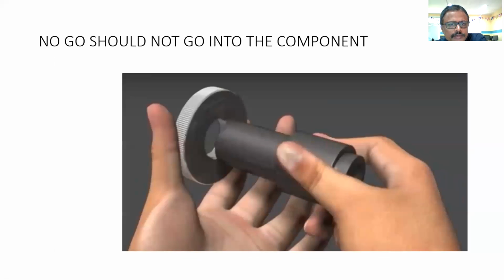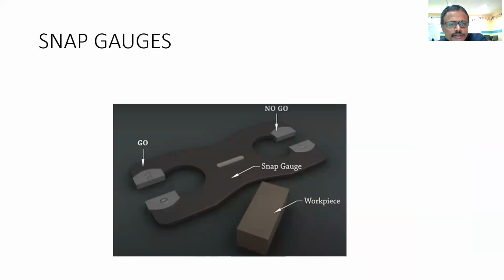Now we will concentrate on the snap gauges. What these snap gauges are is shown in the diagram. Snap gauges are used for checking the external dimensions. So this is the workpiece which we want to check and inspect. And this is the go part. This is the no go part.